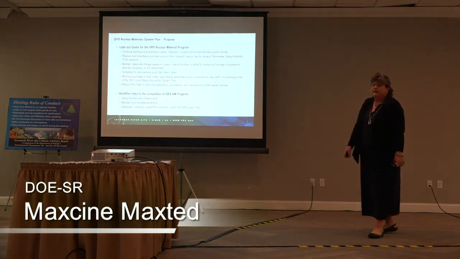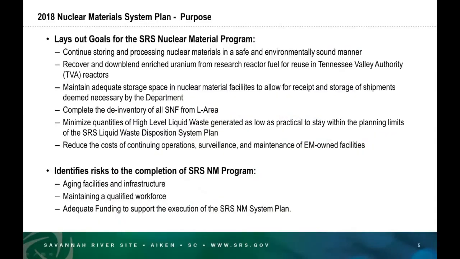So basically what it does, it lays out our program and what our goals are. So we have to continue to store the material safely and make sure that we don't impact the environment or workers. So that's our number 1 thing, is to be environmentally sound with anything that we do regarding disposition or storage of this material. We need to recover and downblend uranium.